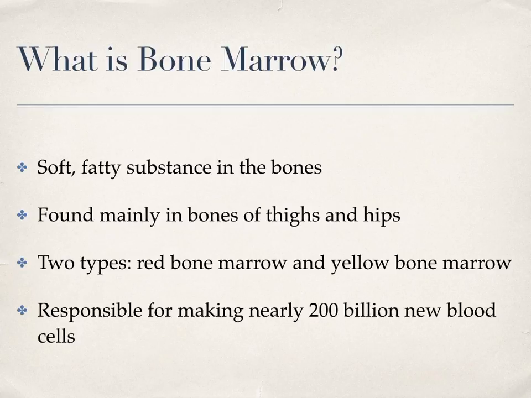Both types of marrow, red and yellow, are highly vascular. They're both enriched with numerous blood vessels and capillaries, which is important because daily bone marrow makes nearly 200 billion new blood cells. It's also important to know that most of the blood cells in the body develop from cells in the bone marrow.